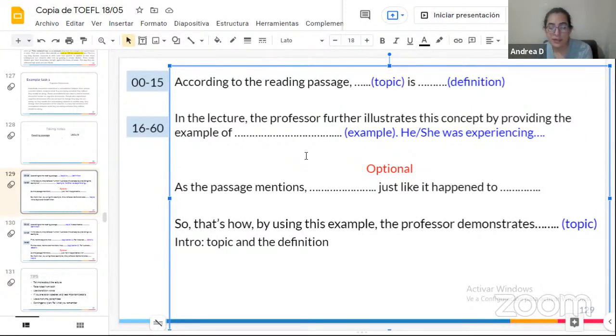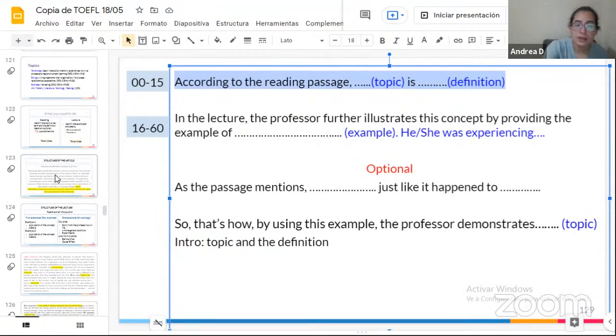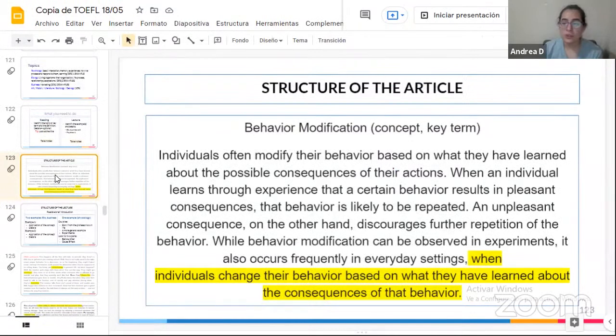The listening is way more important than the reading. So you gotta focus more on the listening than on the reading, and you have to structure your response in the same way. At the beginning, you have to give a short intro, and the intro is just what you have extracted from the reading. In your introduction, you need to make sure that you mention the topic and the definition.